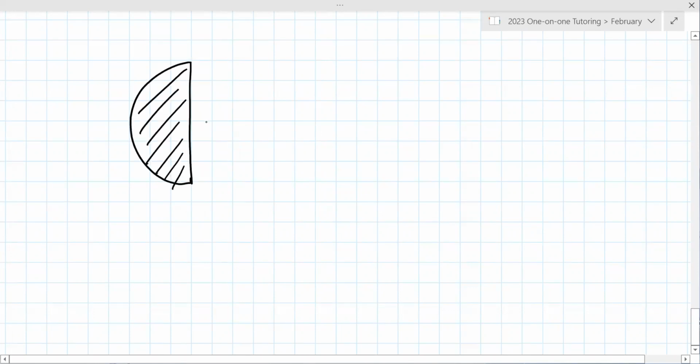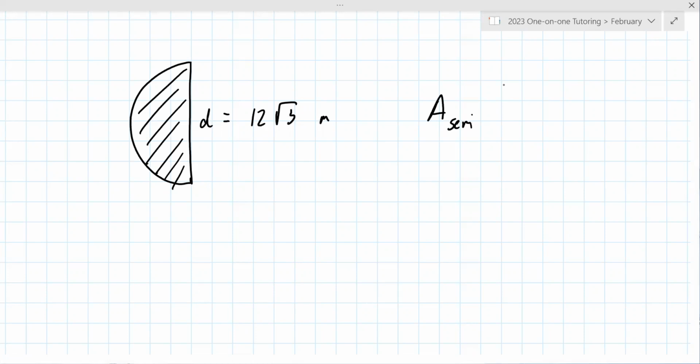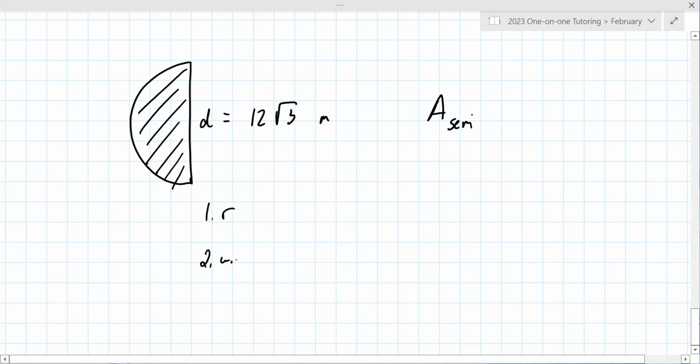Semicircle. The diameter here is 12 square root 3 meters. I want the area of the semicircle. So just find the area of the circle and cut it in half. Is it 18? You're going way too fast if you're giving me that answer that quickly. You've got to first find the radius. Did you find the radius? Then you want to write the formula for area.